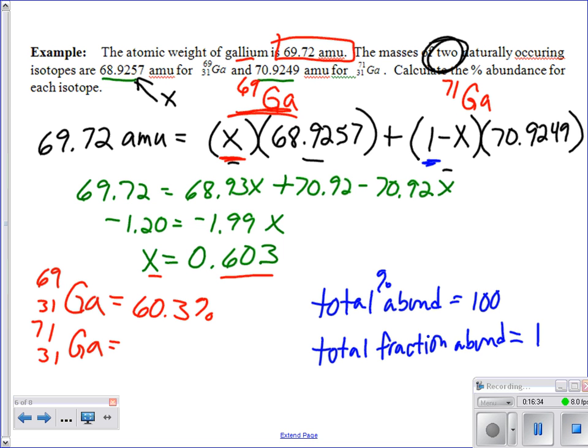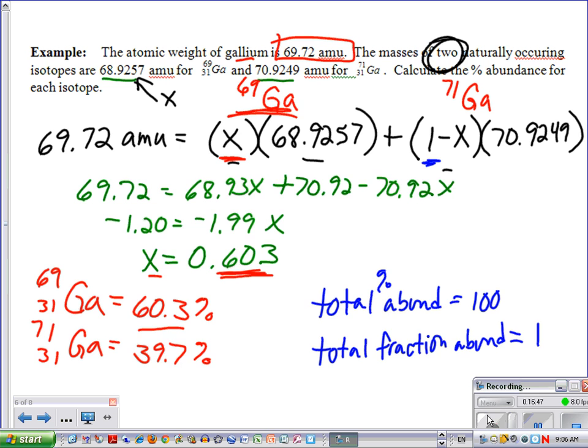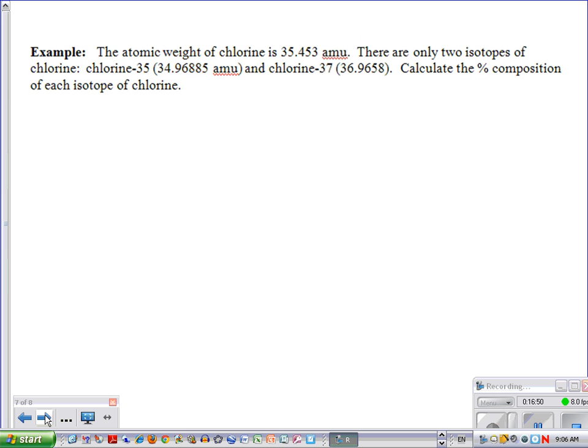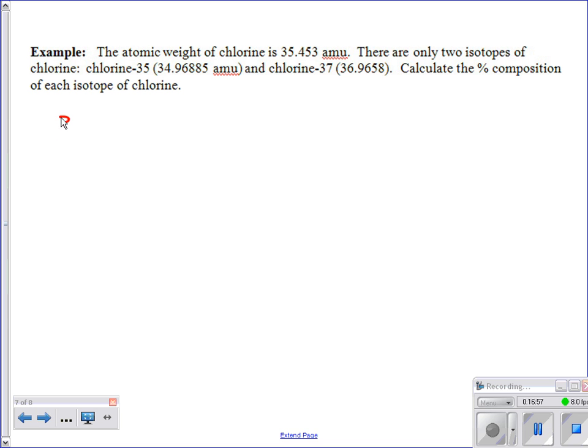The other part is pretty easy. You can either subtract this from 1, or you can subtract this from 100, and you end up getting 39.7%. Okay, and last one, we're going to go over this really quickly so that we can go ahead and do our little lab that we have today. And here it says the atomic weight of chlorine is 35.453, and we know that there are only 2 isotopes of chlorine. Again, it's given, so it's the same type of problem, and I'm going to let everybody here work on that while I set it up.